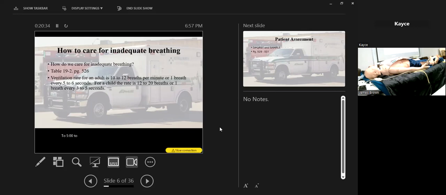So just as we're practicing on good quality ventilations, you should be able to see the chest rise and fall on this mannequin. And we have a couple other mannequins we can do that with too. For a child, it's 12 to 20 breaths a minute, 1 breath every 3 to 5 seconds. Okay. And that's about the only difference between those two.